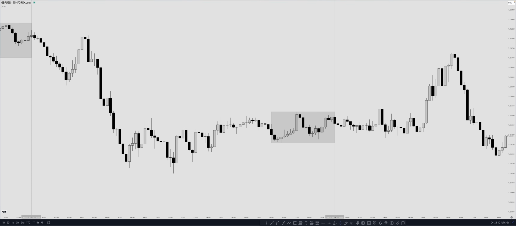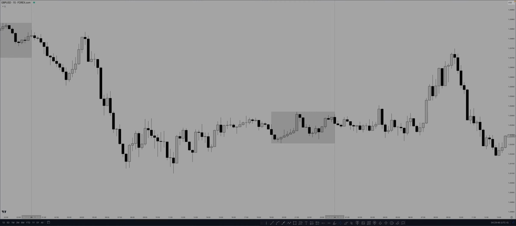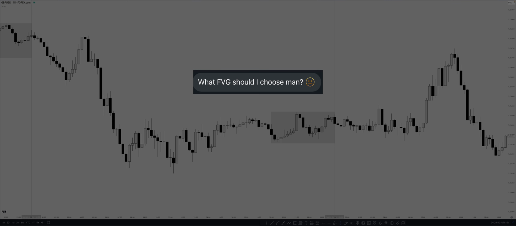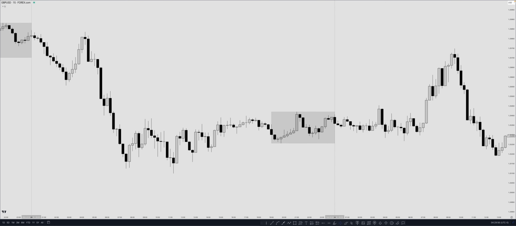So in this video, as you saw in the title, we will talk more about imbalances and fair value gaps. And in this one, I strictly wanted to pinpoint a couple of major signs that will help you spot fair value gaps that work better. Because pretty often I get questions, which fair value gap I should choose, which fair value gap is high probability, and so on.